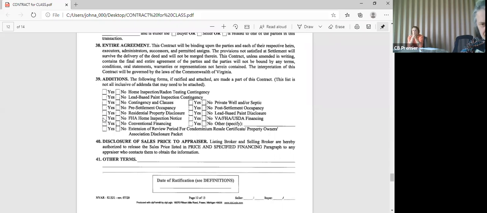And the disclosure of sales price to an appraiser, that just means that if an appraiser calls, you can give him the sales price listed, and you can also tell him about the financing. At one time, we weren't allowed to do that, but now we can. And other terms, where you don't want to write too much, this is where the not being an attorney comes in. So you do subject, verb, short and sweet.